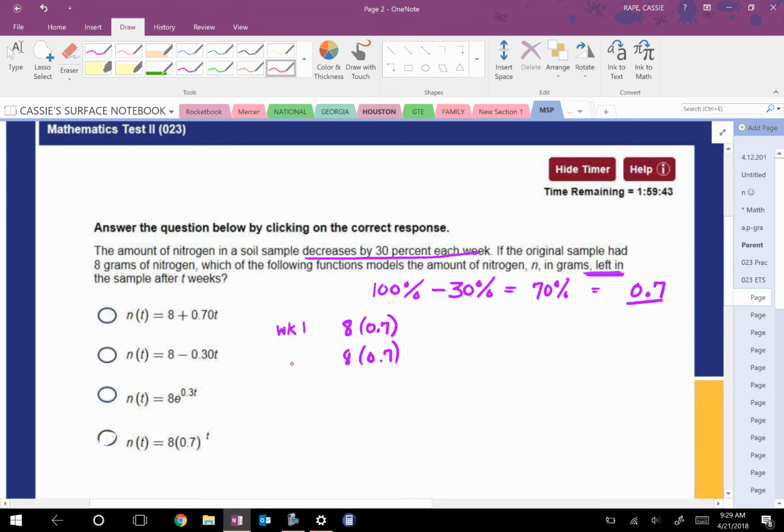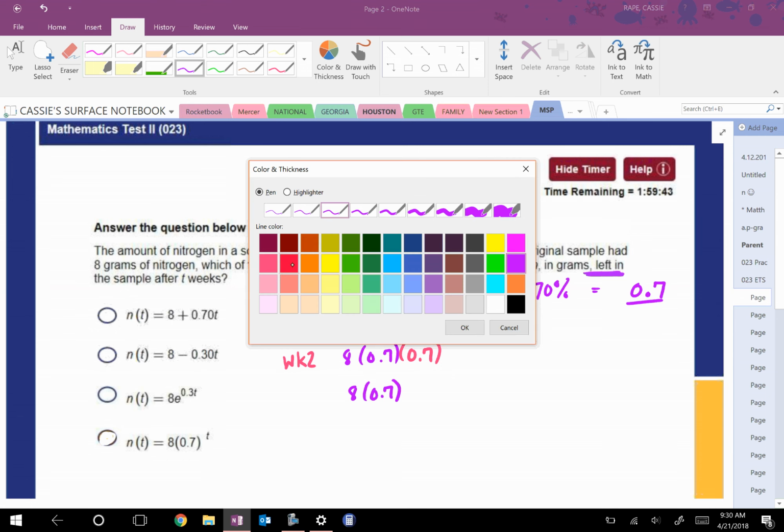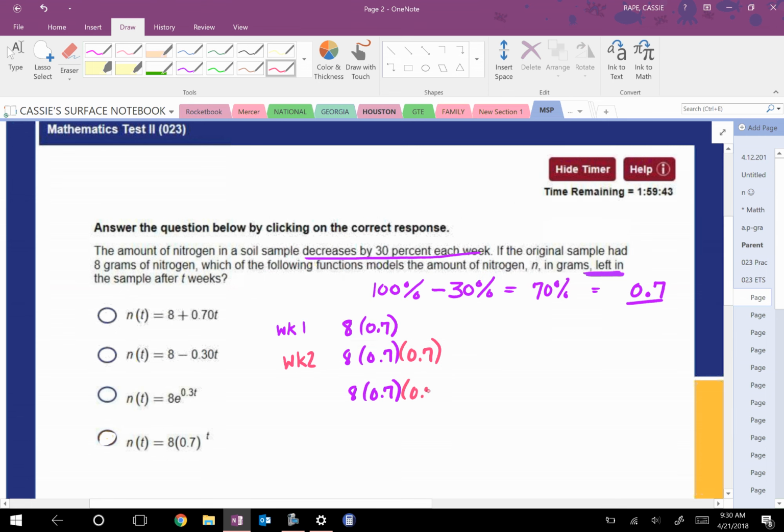So week 2, you would take that, but then you would multiply by 0.7 again, okay? So then you would take what you had for week 3, find that color again. Okay, so that was the amount left from week 1. During week 3, you would take that amount and multiply it by 0.7 again, okay? And what you start to realize is the pattern is you're repeatedly multiplying by 0.7, and the number of times you're multiplying it is the same as the number of weeks, okay?